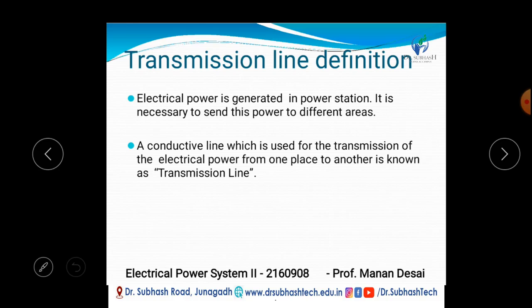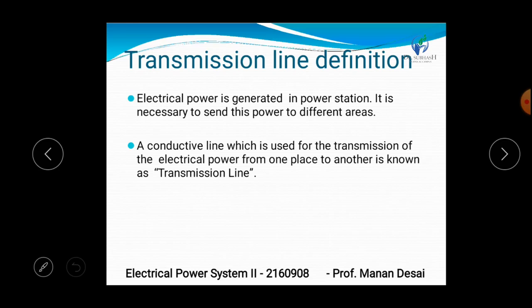Now, transmission line definition. Electrical power is generated in a power station. It is necessary to send this power to different areas. A conductive line which is used for the transmission of electrical power from one place to another place is known as a transmission line.